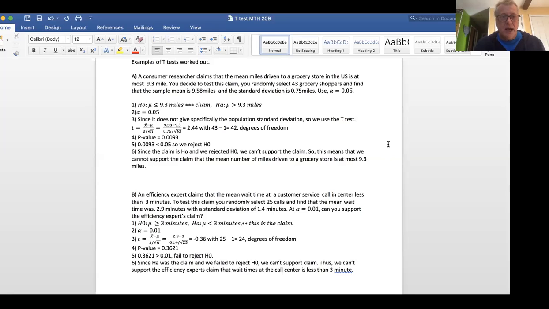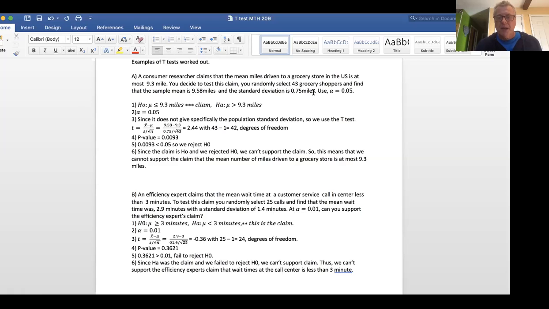Okay, so in A, it says a consumer researcher claims that the mean miles driven to a grocery store in the US is at most 9.3 miles. So notice at most means that amount or less. Okay, if it was at least, it'd be that amount or more. Okay, you decide to test this claim. You randomly select 43 grocery shoppers and find that the sample mean is 9.58 miles and the standard deviation is 7.5 miles.